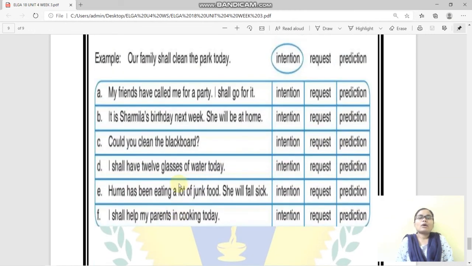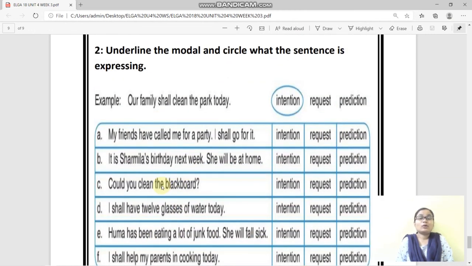So this is about Unit 4 Week 3 grammar section. So today we have completed Week 3, children. Now utilize your quality time to solve the worksheets. If you have any doubt, you can call me and clarify your doubts. Feel free to call and clarify your doubts, children.